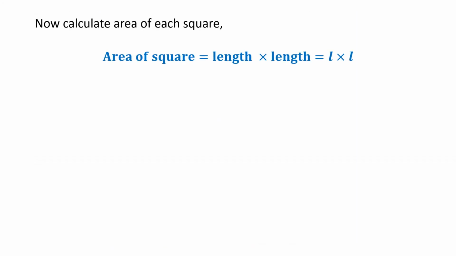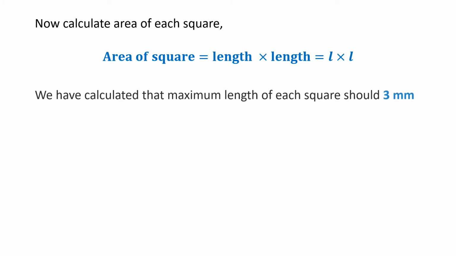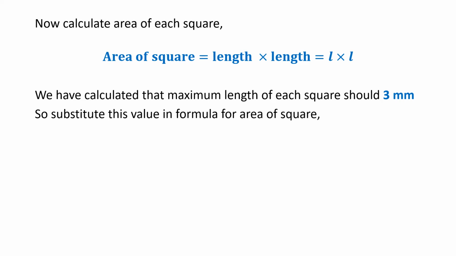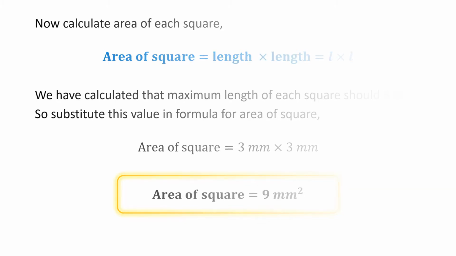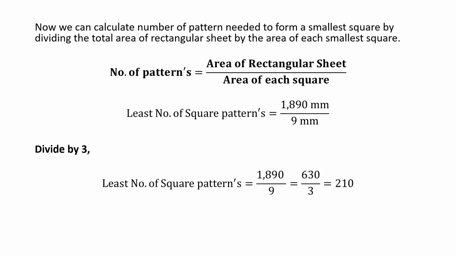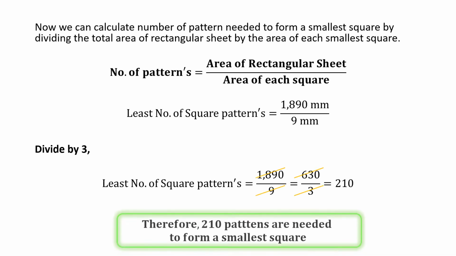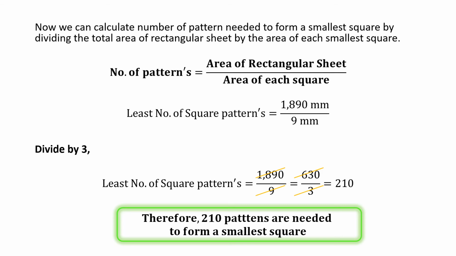Now calculate the area of each square. Area of a square is equal to length multiplied by length. We have calculated that the maximum length of each square should be 3 mm, so substitute this value in the formula for the area of a square. So, the area of the square is 9 mm square. Now we can calculate the number of patterns needed to form the smallest square by dividing the total area of the rectangular sheet by the area of each smallest square, as shown in the steps. Therefore, 210 patterns are needed to form the smallest square.